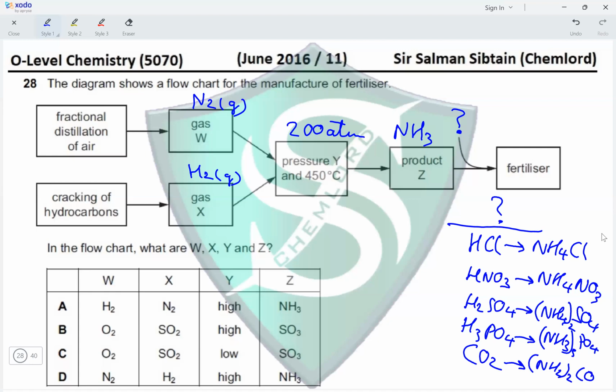So, in the flow chart, what are W, X, Y, and Z? So W is nitrogen. So options A, B, and C have been eliminated. Option D should be correct, but let's verify the other alphabets. So W is nitrogen, X should be hydrogen, yes. Y should be 200 atmosphere, which is high pressure, yes. And Z should be ammonia, yes. Therefore, the correct option for this question is option D.